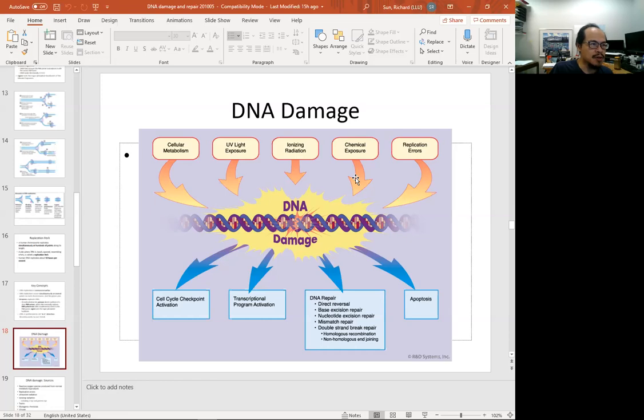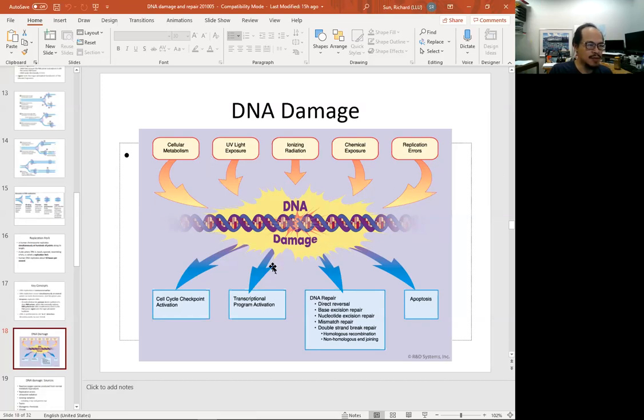Chemical exposure. This one is commonly seen as a chemical that can cause mutation. A well-known one is some color dye that people use to dye their hair, and that's well-known to cause mutation to the DNA. Also through the replication, and that's why we talk about it after replication. Because through the replication, we may not replicate it correctly, and that could cause the DNA damage. So those are the causes of the DNA damage.